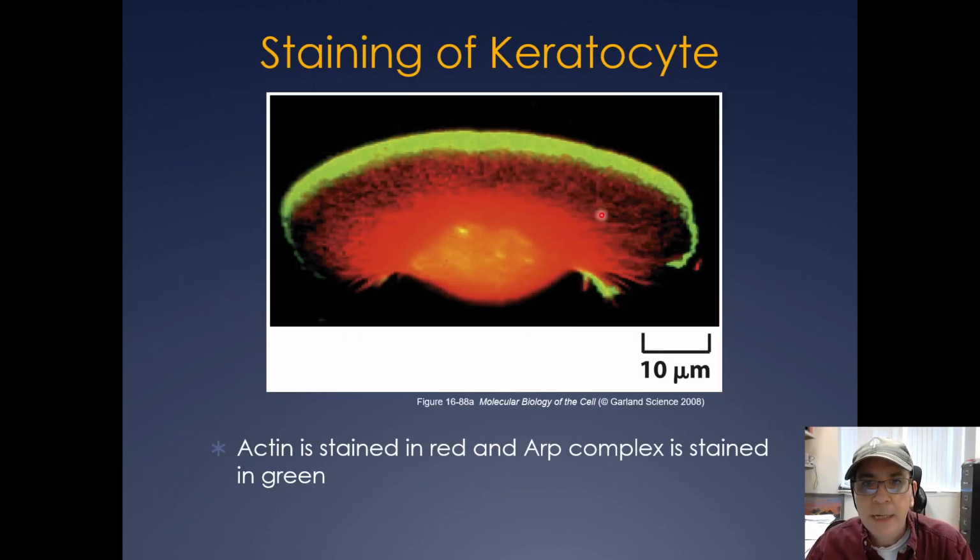Okay, and so here's a really nice immunofluorescence of that. The actin is stained in red here, and then you have the ARP complex, which is involved in leading to the polymerization of the actin filaments really on the leading edge of the cell here, as it's moving forward.